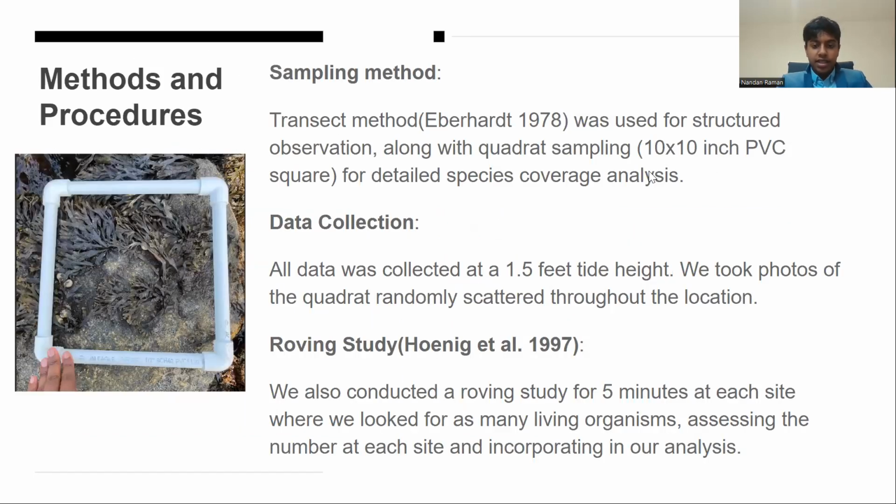Methods and procedures. Sampling methods. Our study involved the transect method, where we created a 10 by 10 inch PVC quadrat. Then, to collect our data, we randomly place this quadrat throughout each site. On the left is one of our quadrat pictures we used, and all the data was collected at a 1.5 feet tide height to ensure consistency.